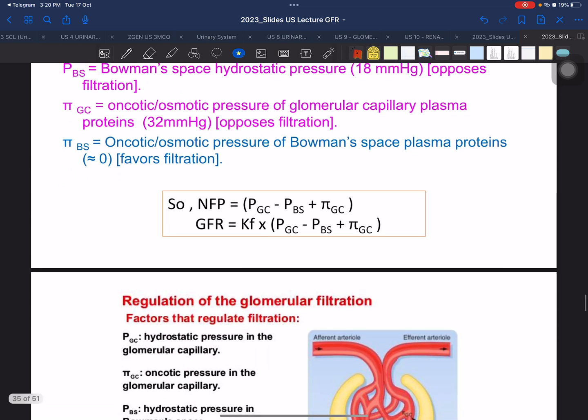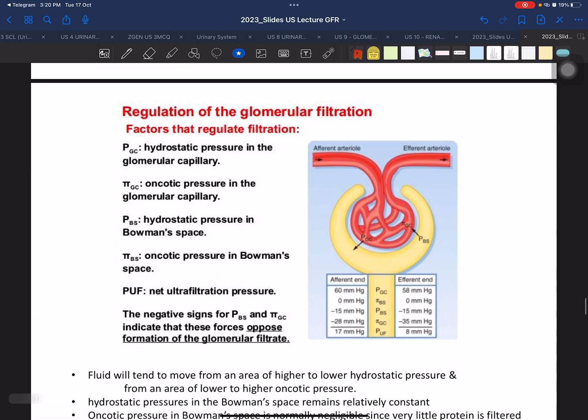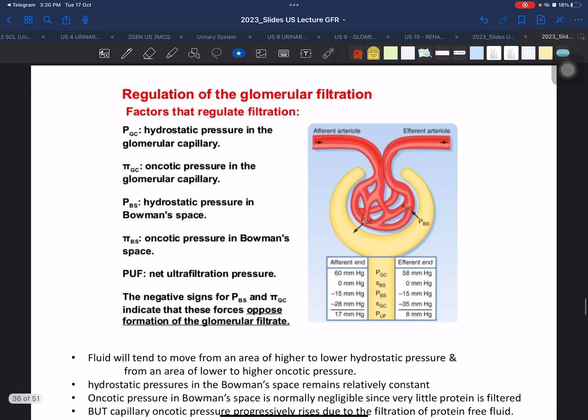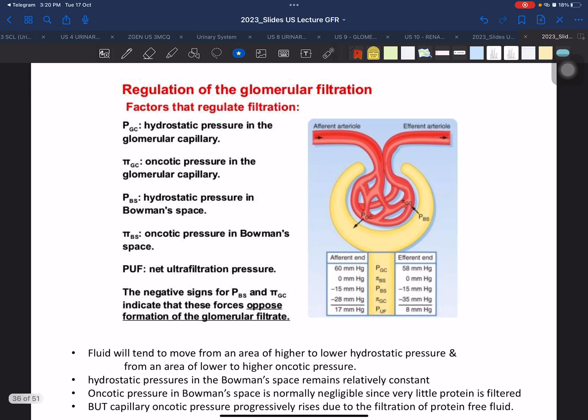So this is just to look at the illustration again. You have the PGC, the hydrostatic pressure in the glomerular capillary, because renal blood flow comes in, causing the hydrostatic pressure in the glomerular capillary. Let's look at the afferent end first. It can be around 60, let's say in this case 60 mm mercury.